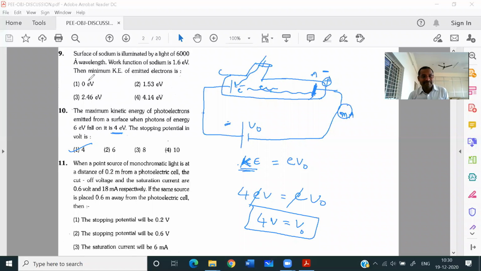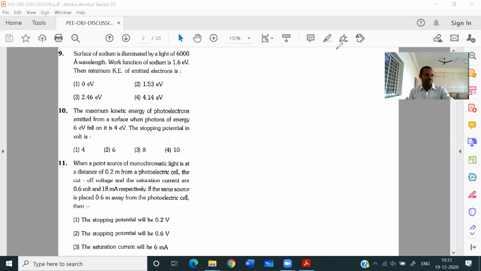If you take 6 electron volt here by mistake, you will get 6 as the answer. It is wrong. 6 is not the maximum kinetic energy. 6 electron volt is the incident light energy, and 4 electron volt is the kinetic energy of the emitted electrons. Are you understanding, students, what I am saying? So 4 electron volt is the answer here. You need to be very careful while doing this type of question.